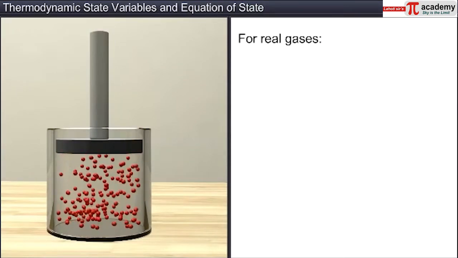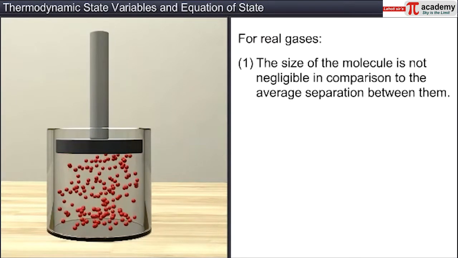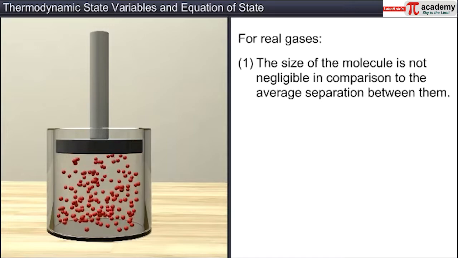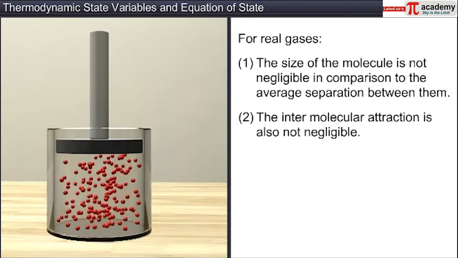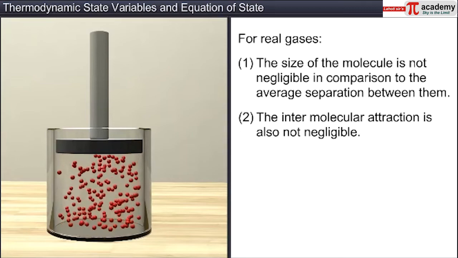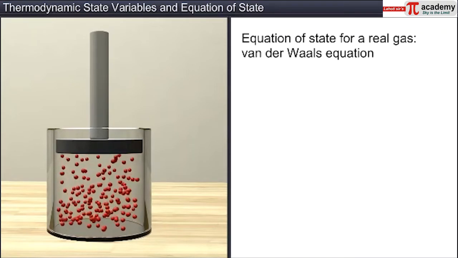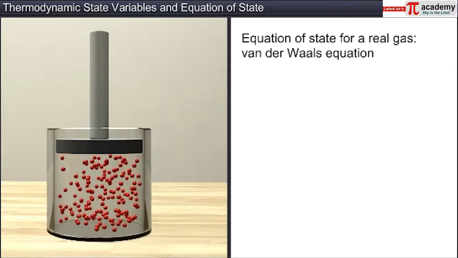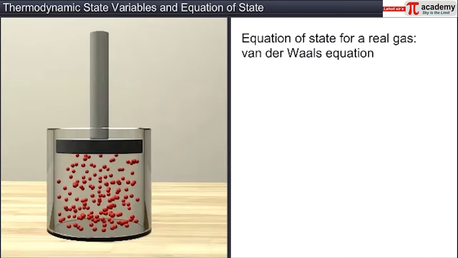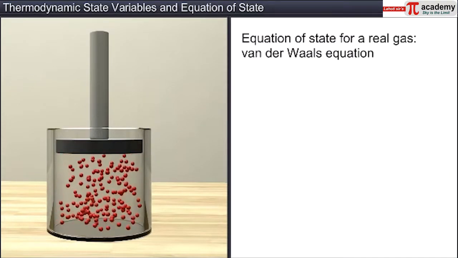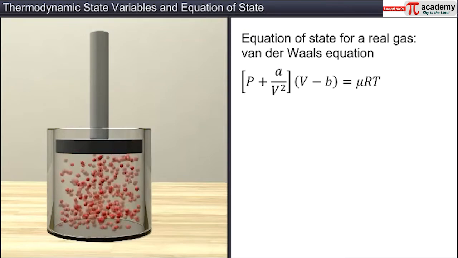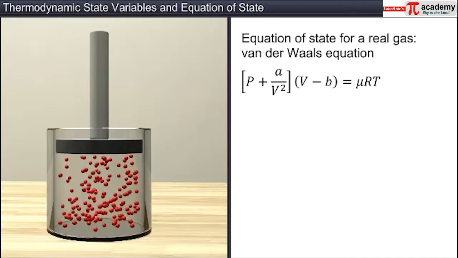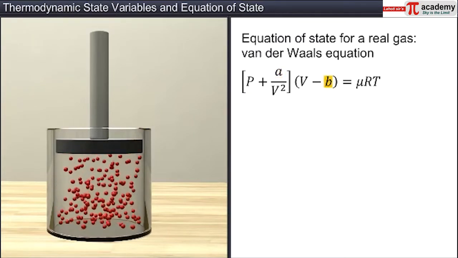In the case of real gases, the size of the molecule is not negligible compared to the average separation between them, and the intermolecular attraction is also not negligible. By taking the above two facts into consideration, van der Waals has derived an equation of state for a real gas, which is (P + a/V^2)(V - b) = mu RT, where a and b are constants.